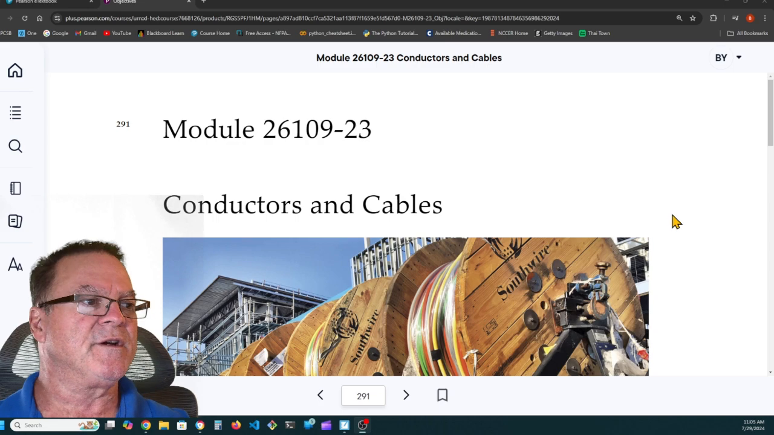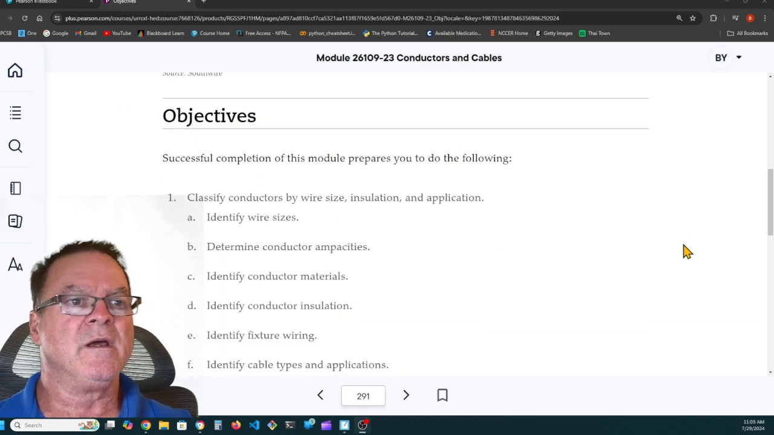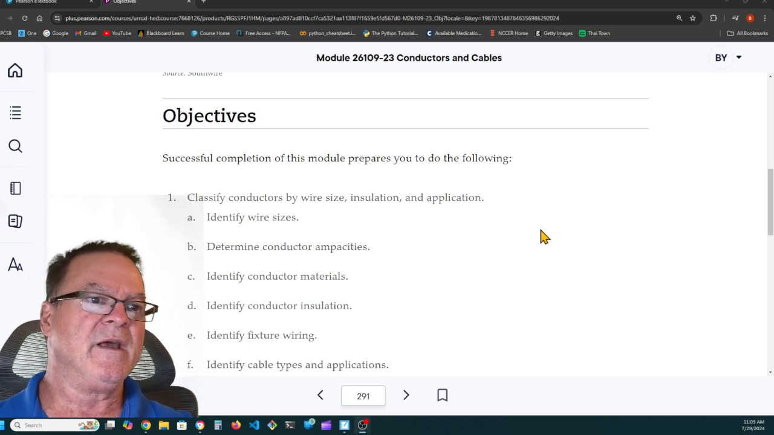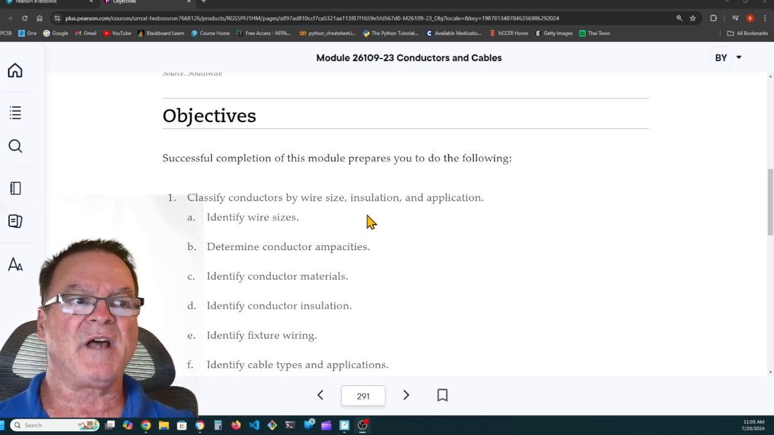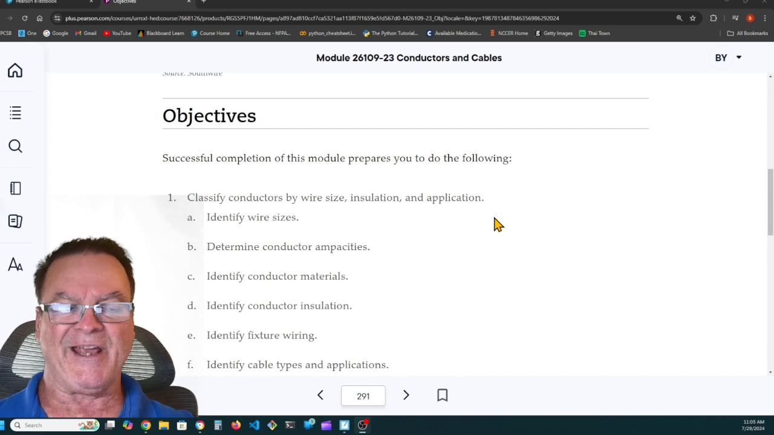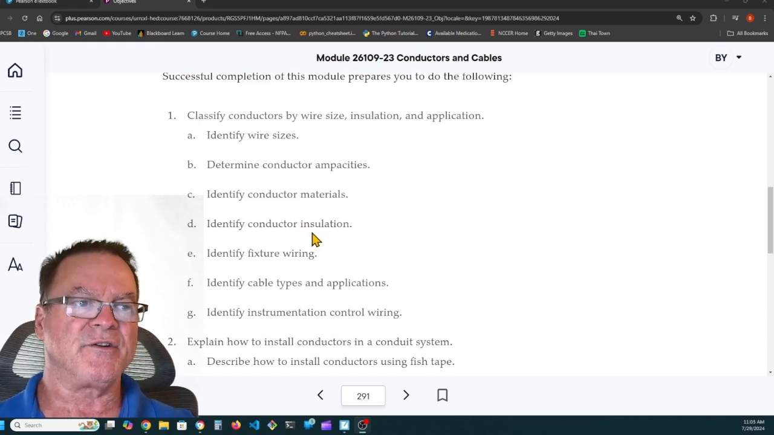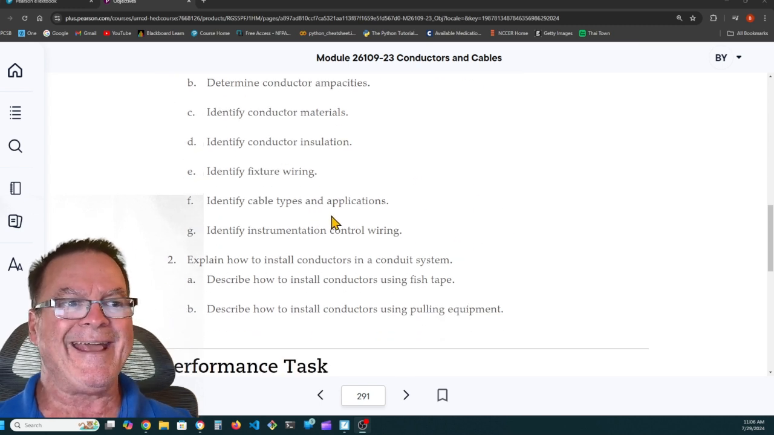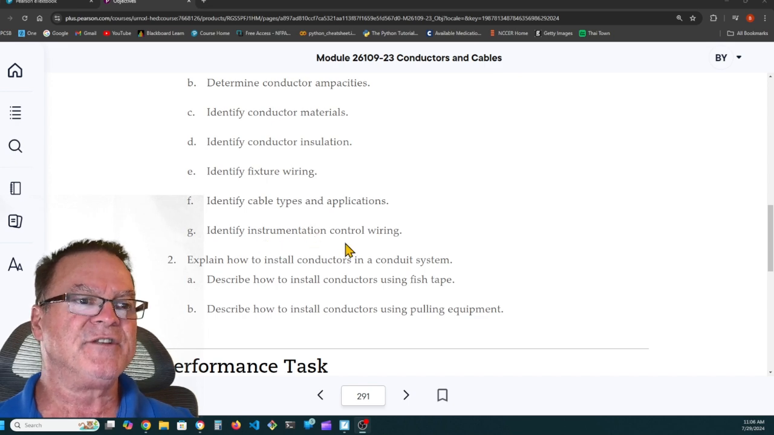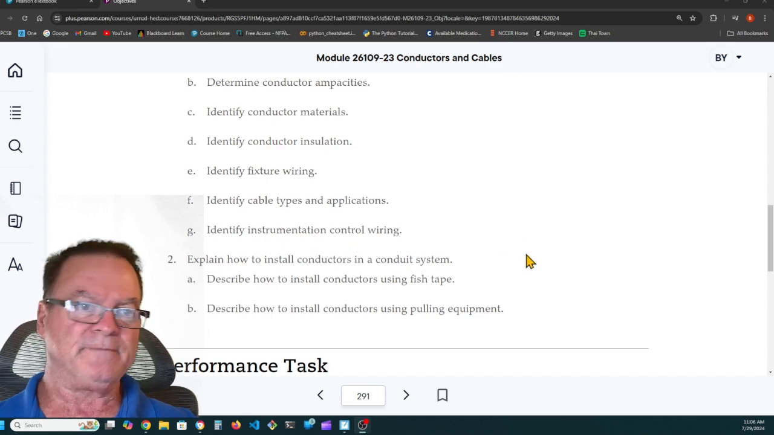26109, Conductors and Cables. Successful completion of this module prepares you to do the following. Classify conductors by wire size, insulation, and application. Identify wire sizes, determine conductor ampacities, identify conductor materials, identify conductor insulation, identify fixture wiring, identify cable types and applications, and identify instrumentation control wiring.